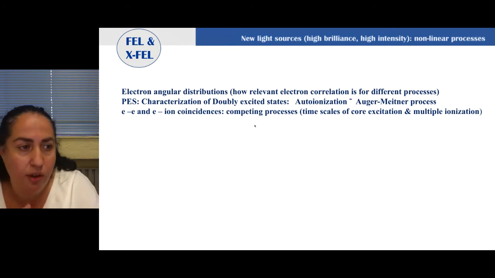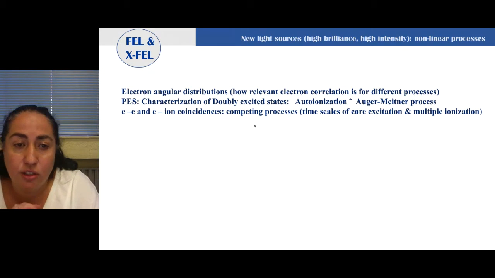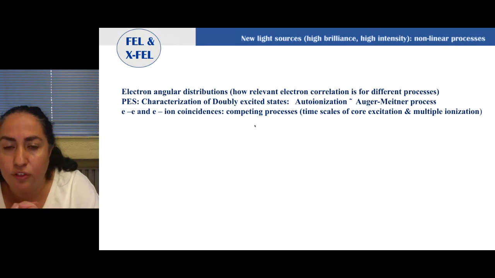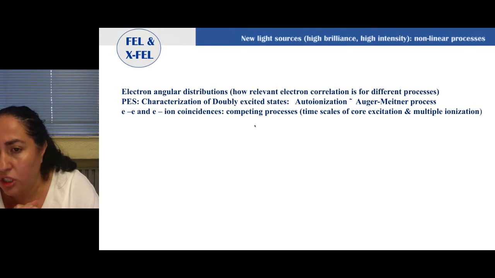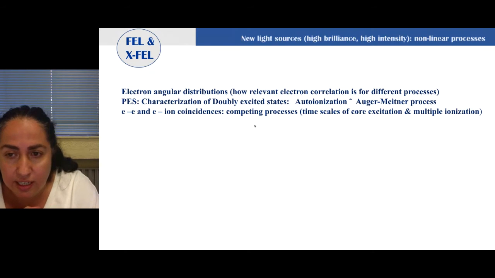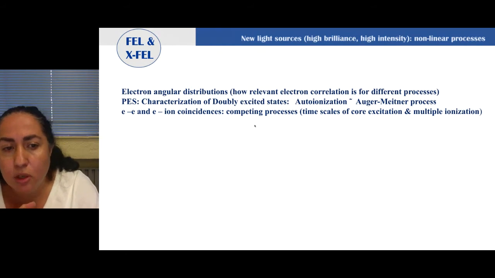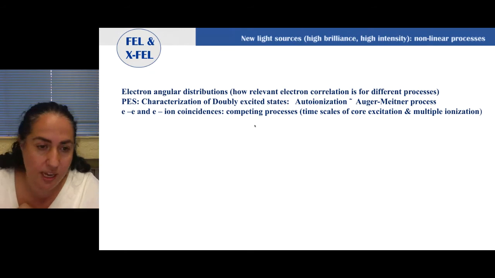Only by analyzing photoelectron spectra, it is possible to characterize the correlation in doubly excited states and the time scale of these processes. This is relevant in autoionization, but also in the analogous processes in multi-electronic targets such as the Auger-Meitner process. And if one also counts on electron-photoion coincidences, it will be even possible to unravel competing processes and even extract the time scale of multi-photon ionization or excitation schemes.